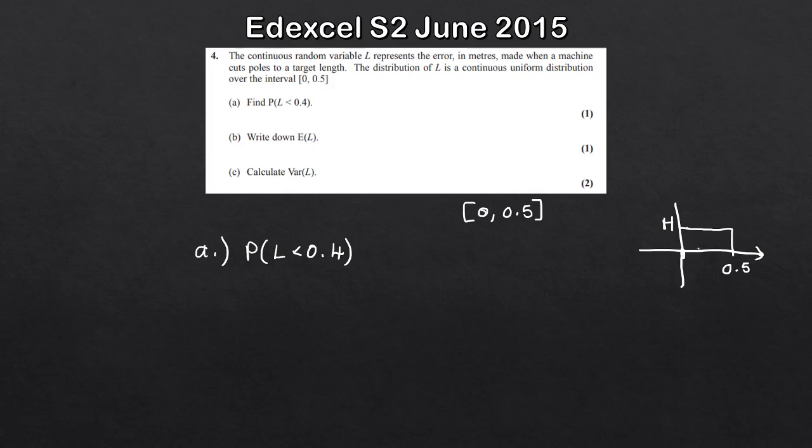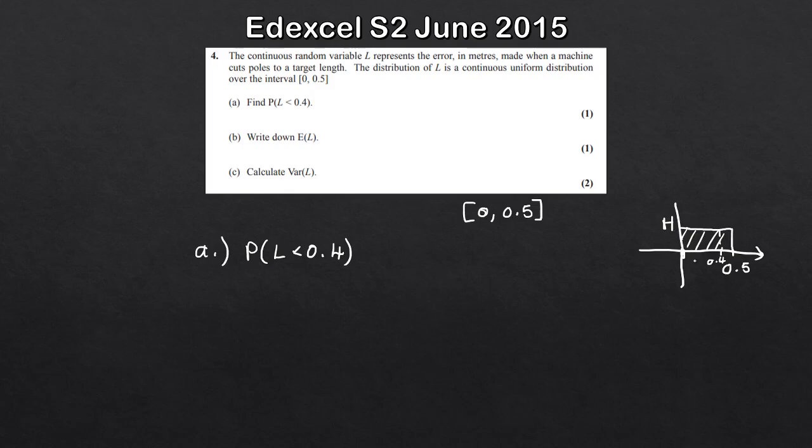Okay, so this is our rectangular distribution now. I want the probability of L being less than 0.4, so if that's 0.4 there, we need everything to the left of it. So we want this area here for this rectangle. But first we need to work out what the height is. So what would the height be?